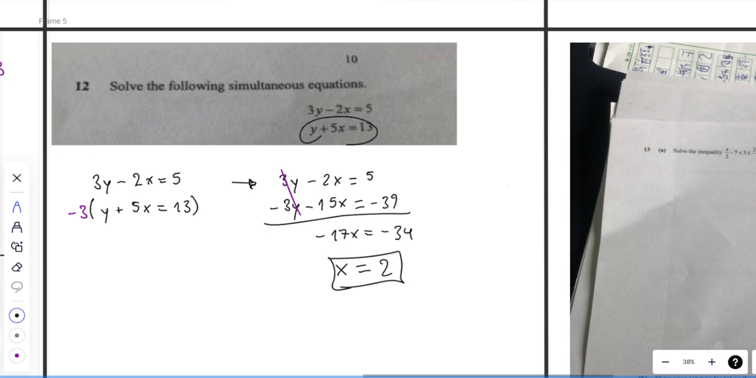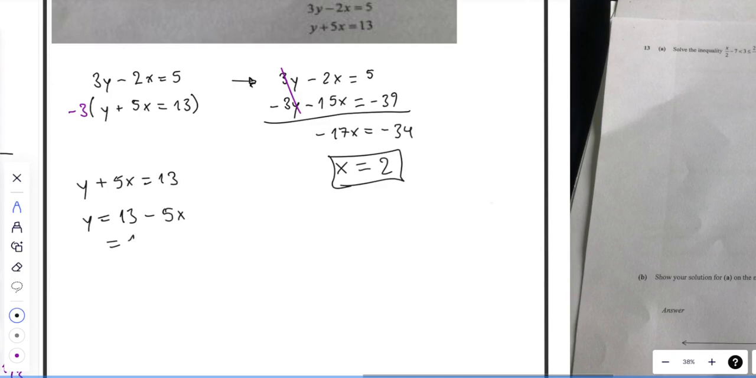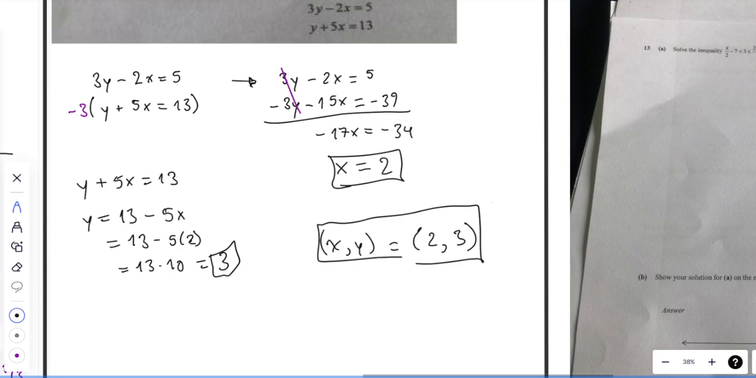Then I just need to plug it back into this bottom equation, or any equation really. We know that y plus 5x equals 13, which means that y equals 13 minus 5x. And since we just found that x is equal to 2, we get 13 minus 5 times 2, or 13 minus 10, which is 3. So the solution x comma y is actually equal to 2 comma 3 for this one.